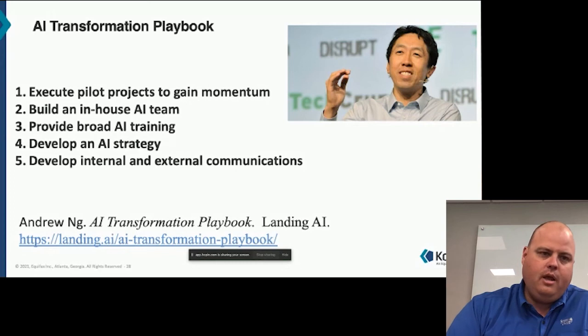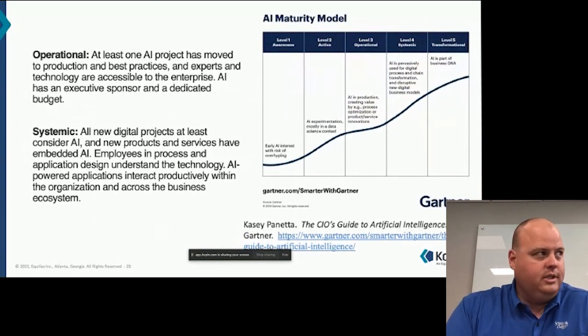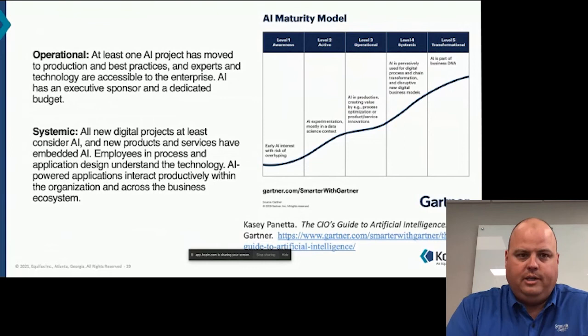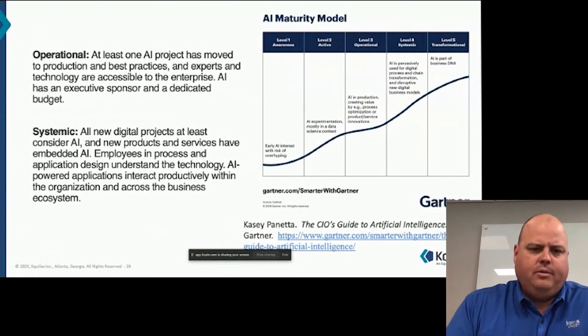Another view that I find helpful is the AI maturity model from Gartner. Gartner has these maturity models for everything. This is how you make money as a consultant. You come up with a nice model and then you change the words out for every little area. That being said, I do find this valuable.